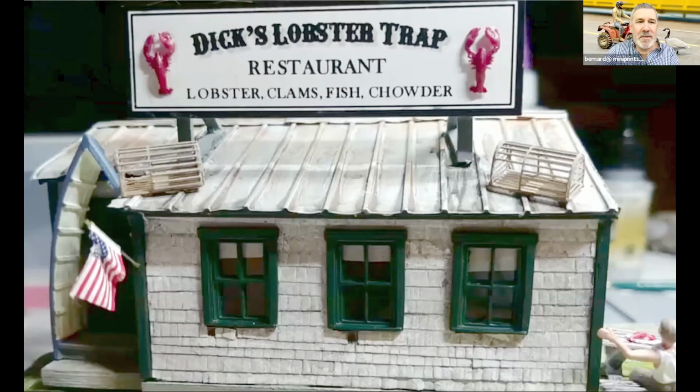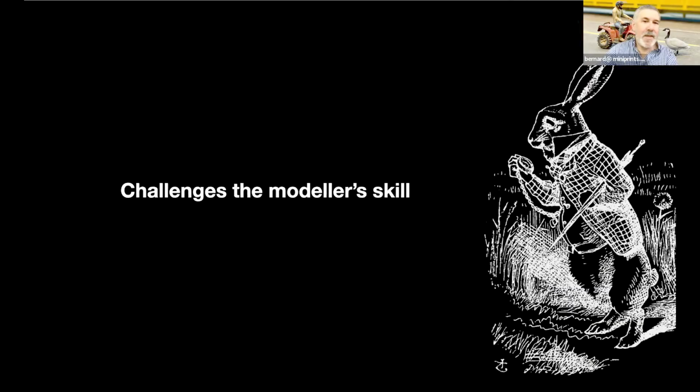These are an HO scale scene with O scale lobsters, and I'm like, well, you model HO. Why do you want O scale? And it's because they went up on the actual sign. This is the type of stuff that challenges your skill.